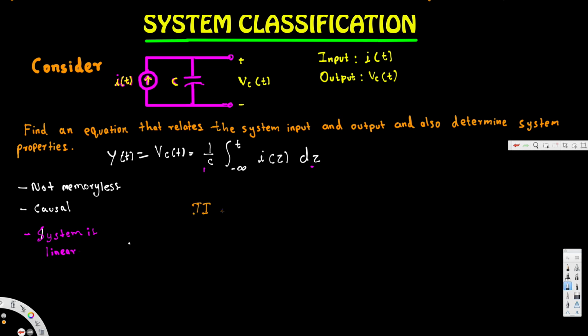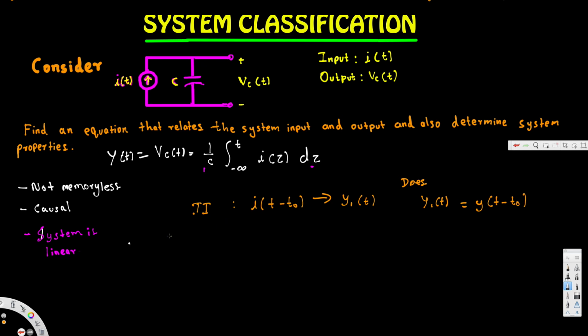To check time invariance, I'm delaying the input by t naught, t minus t naught, and let's call the output y1 of t. We have to check: does y1 of t equal y of t minus t naught? Because when we delay the input by t naught, we have to get an output that is delayed by t naught. If we get that, it means this is time invariant. Now let's go ahead and see that.